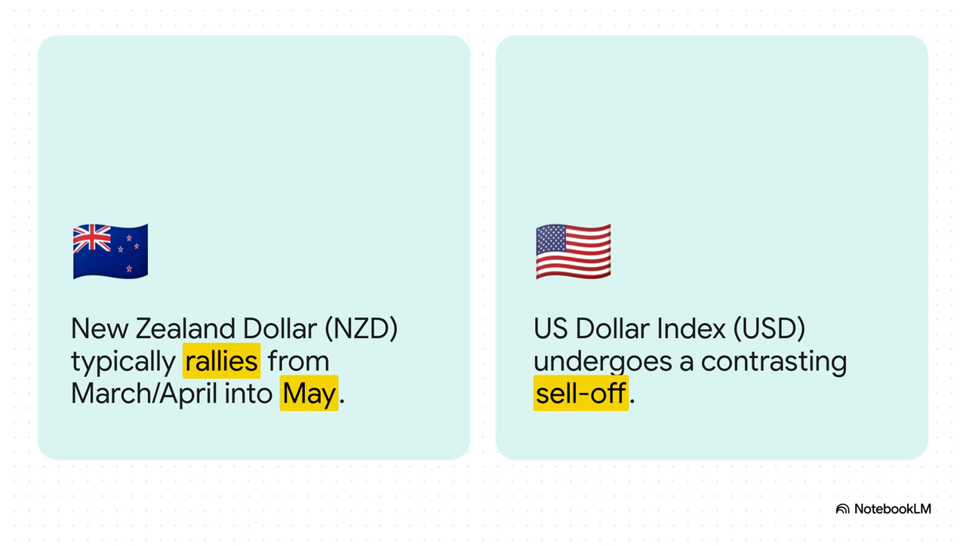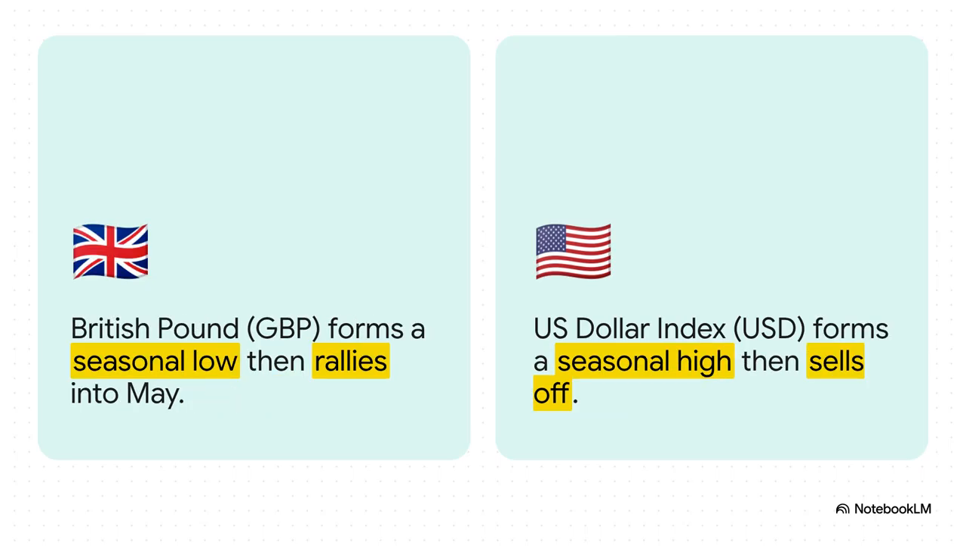The Kiwi also tends to rally into May, right when the dollar is typically selling off. So this is another classic spring setup to keep on your radar. The pattern repeats itself again with the British pound. Cable often forms a seasonal low in March and then rallies into May, which perfectly mirrors the dollar's tendency to form a high and then sell off. It's just a textbook inverse relationship.